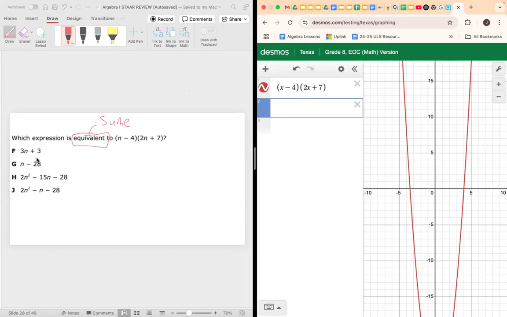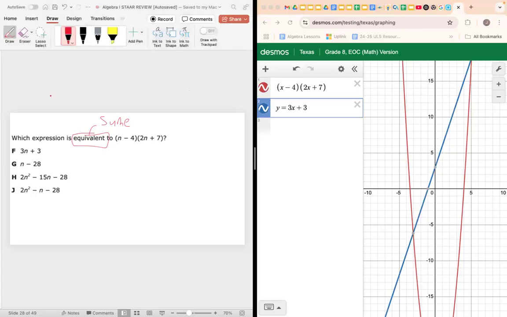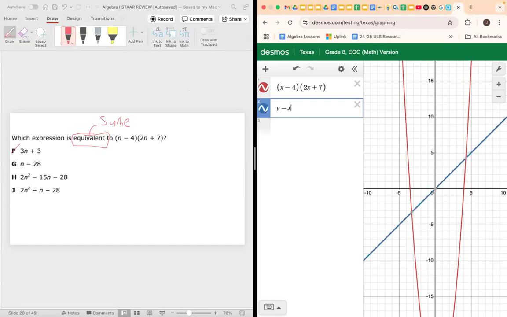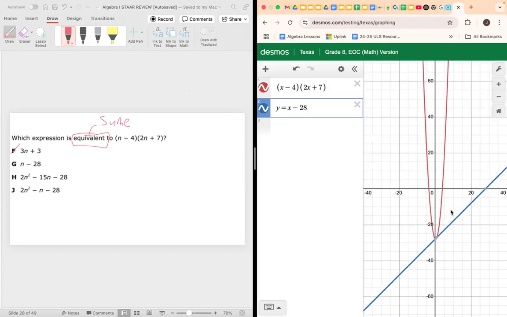Because we have one term here, that's more than likely not going to be the correct answer, but we're going to type it in. So we know that our equations always start with y equals, so we got 3x plus 3. Nope, that is a linear equation. That is not answer choice F, so let's eliminate F. Let's look at answer choice G. We got x minus 28, which is also, if I zoom out here, I see that blue line. It is a linear graph as well, so we know it's not G.